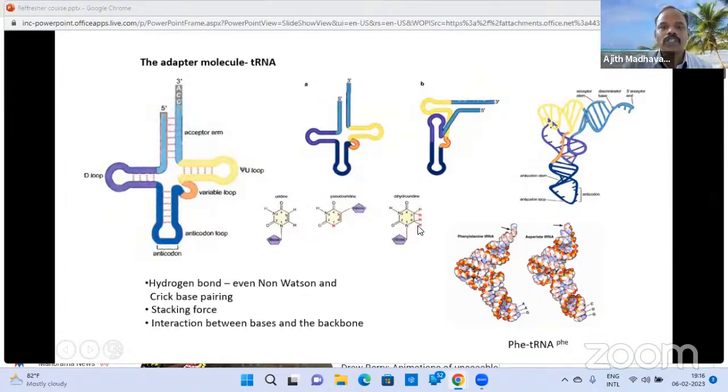In certain instances, you have extra hydrogens added on to the uridine. You call that dihydrouridine, di meaning two. So since this loop has dihydrouridine in it, you call that a D loop. Then what about this loop? This loop has beautifully complementary bases to codons.